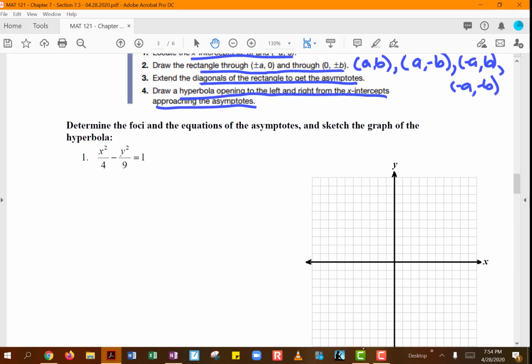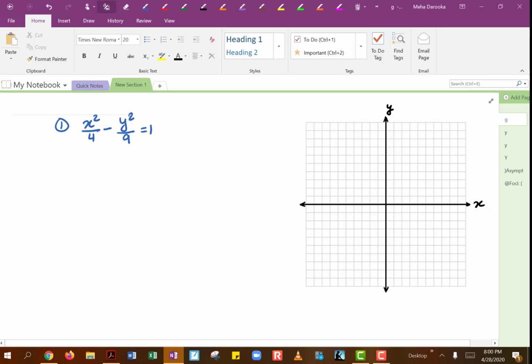So let's take a look at our first example here. They're asking us to find the foci, find the equations of the asymptotes, and then sketch the graph of our hyperbola. Okay? Alrighty. So as I was saying earlier, the number that you have underneath the x variable will represent the x-intercepts, and the number you have underneath the y variable will represent the y-intercepts.